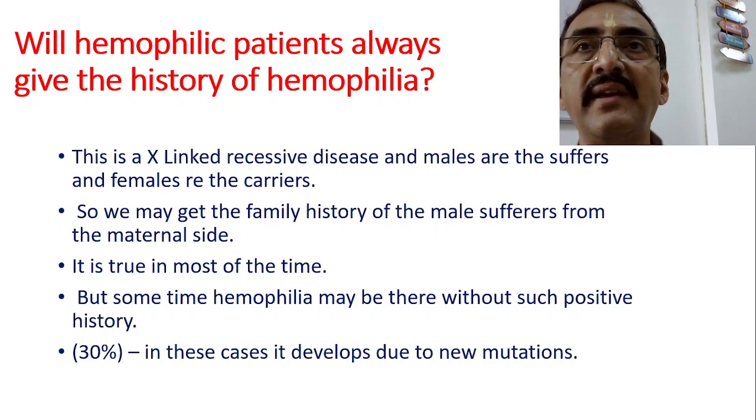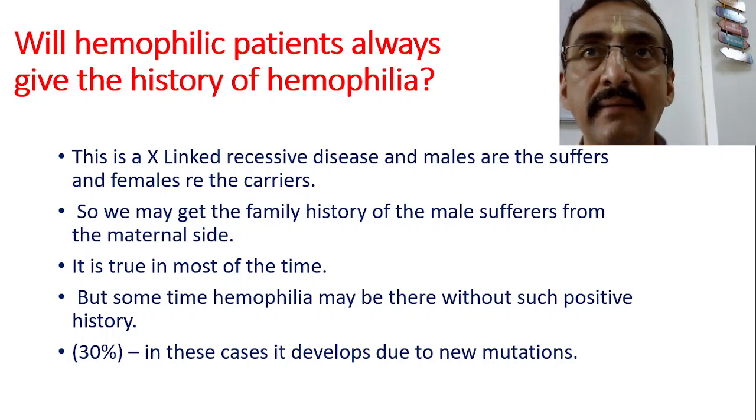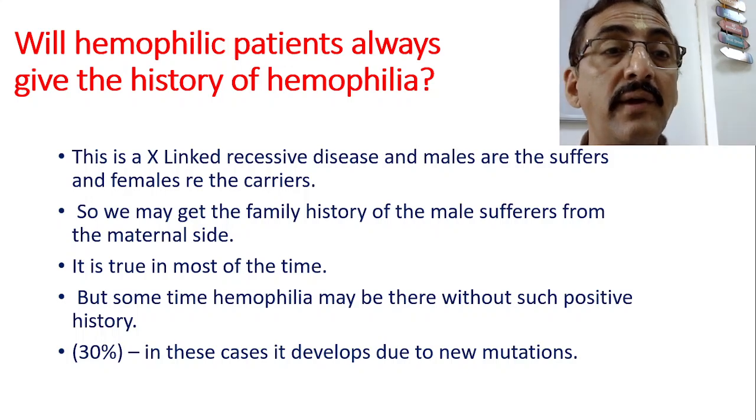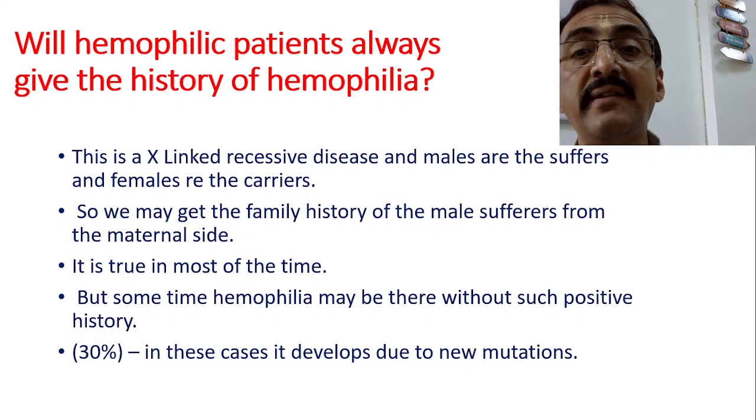The mother is always a carrier. But from the mother's side, if any male, such as a maternal uncle, is having the disease, because he is a male, isn't it, then we may get some family history of male sufferers from the maternal side.